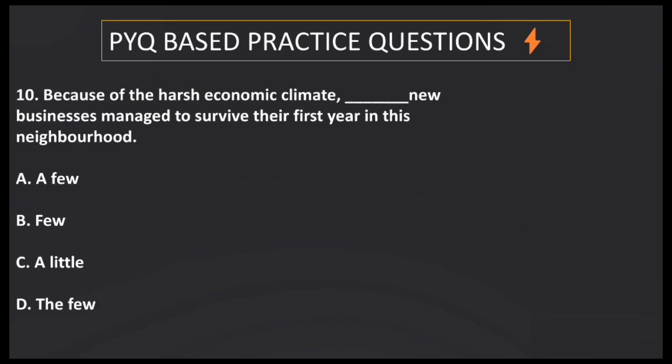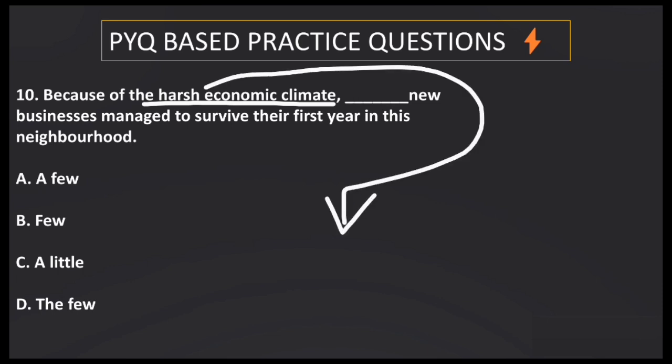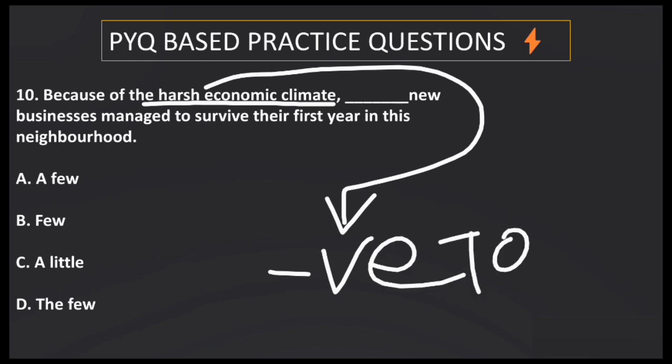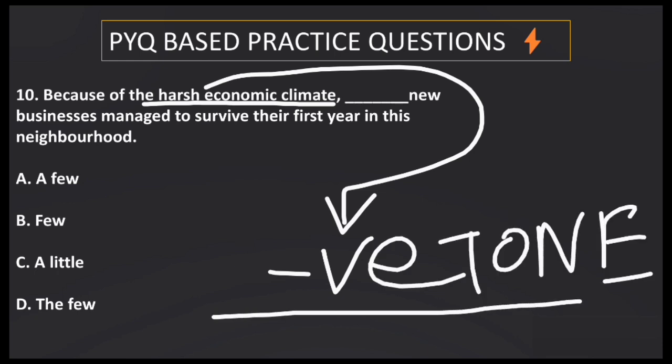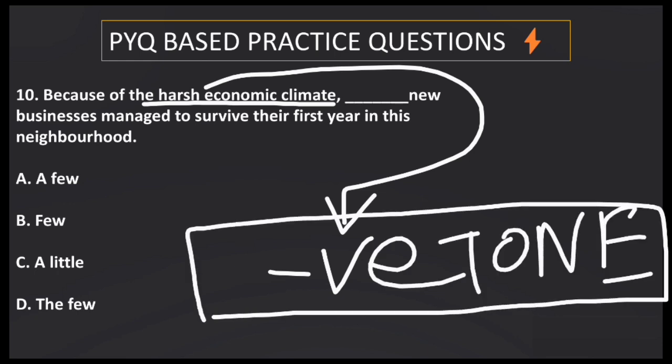Well, the sentence is here: because of the harsh economic climate, few new businesses managed to survive their first year in this neighborhood. Look at the words harsh economic climate. When you look at this, it gives us a negative tone. And when it is negative, you should know which one you should use. That is definitely few, not a few, not little, not anything else.